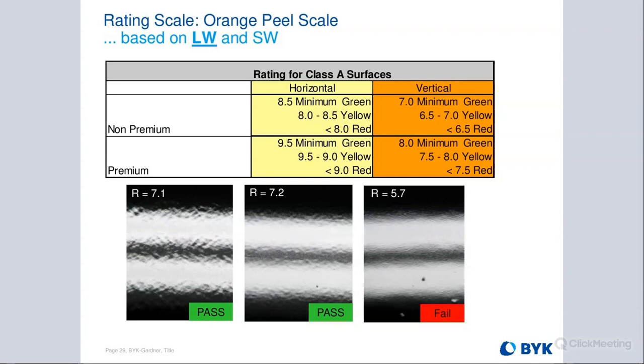So when I look at the first two pictures, visually, they're very, very different. But when I look at just the one number, the R value or the rating number, I'm getting almost the same number. And if I look at the one that fails, this one obviously is very, very dull or low DOI, and that's why this number is failing.